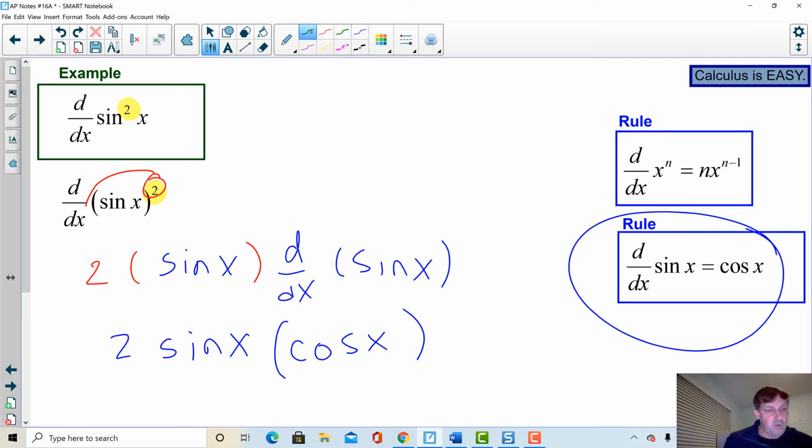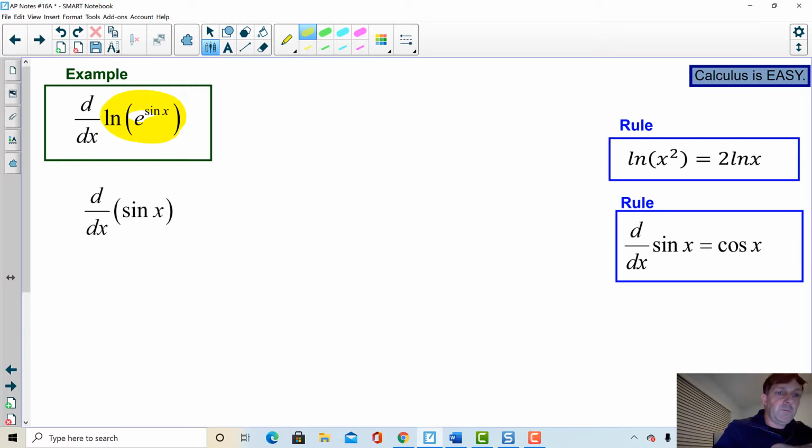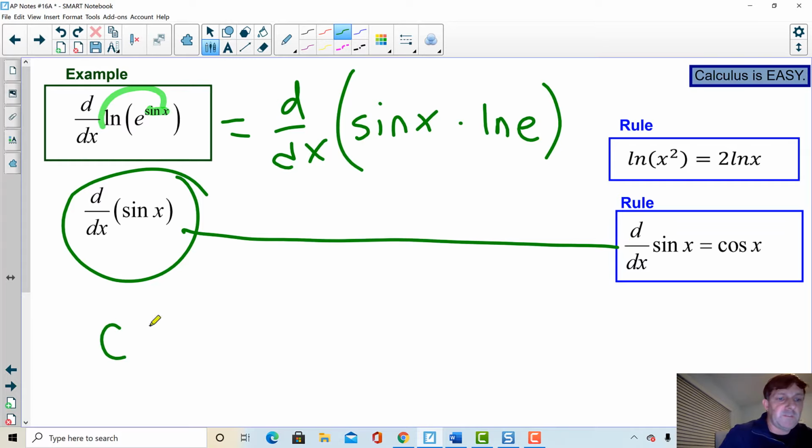Now, if you're really tricky, you can rewrite this as sine of 2x. But that's a special trig rule that you probably forgot. Most people will just leave the answer like this. Now, in this example, it looks really complicated. But if you remember the rule, if you have ln of e to a power, that power can come down in the front. So this power of sine of x can actually come down in the front. So we have the derivative of sine of x times ln of e. But remember, ln of e is just 1. So really, it's just the derivative of sine. Answer to that is just cosine. So after rewriting it, it became a really easy derivative to do.